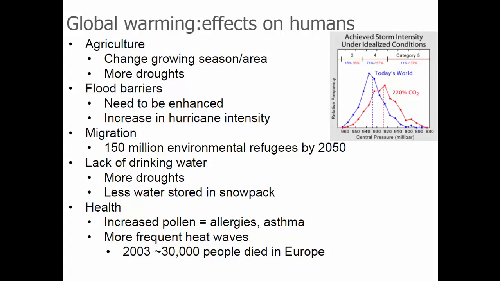So here's a graph that shows what happens to storm intensity. You probably remember hurricanes are category 1, 2, 3, 4, 5, higher numbers being more intense. Predictions are that as carbon dioxide levels increase, the number of category 4 and 5 hurricanes is going to increase.